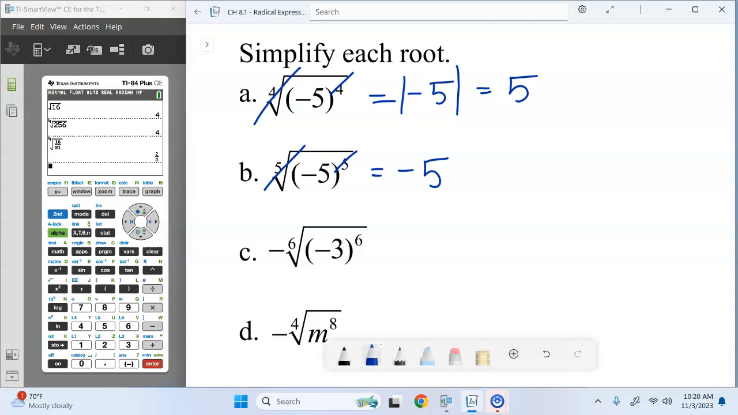C, do they match? Are they even? Do we need absolute value bars? Yes. But pay attention, we have an additional negative on the outside. So that negative will be outside of our absolute value bars. So when we take the absolute value of negative 3 and then make it negative, what do we end up with? Negative 3.